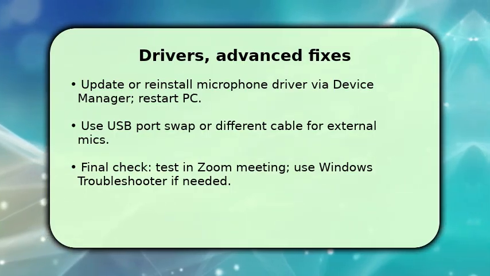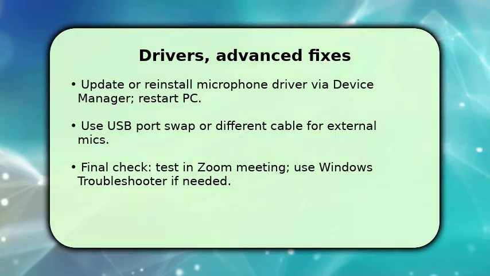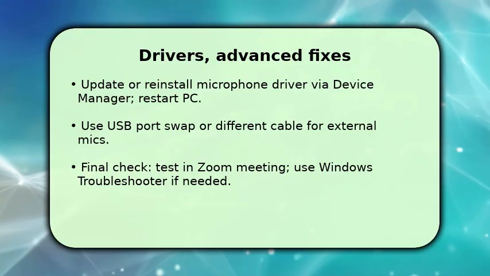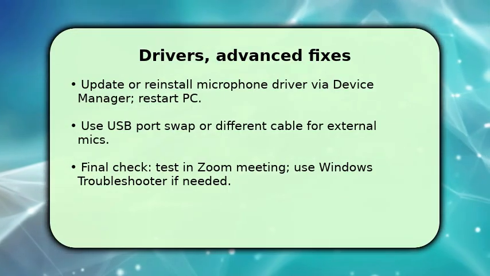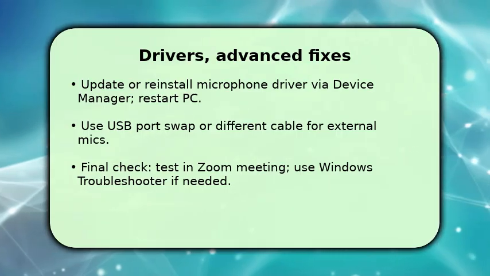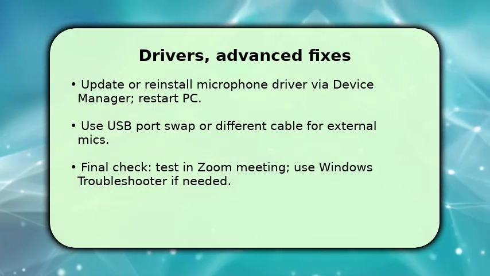For USB mics, swap ports or cables to rule out a bad connection. Once done, retest in a Zoom meeting using test mic and speaker. If problems persist, run the Windows Troubleshooter and, as a key tip, try a different microphone to isolate whether it's hardware or system configuration causing the issue.